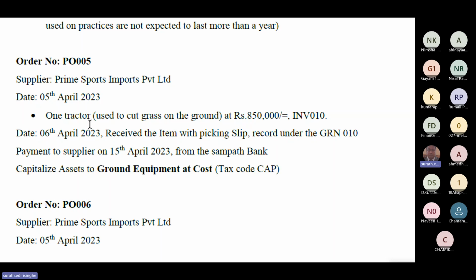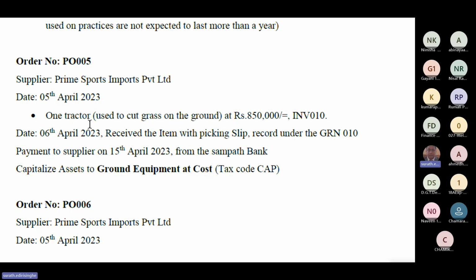Supplier Prime Spot. Date April 5th. Purchase of a tractor. For what purpose? Used to cut grass on the cricket ground. Amount 850. Invoice 10. The following day, received the item with the picking slip, order under the GRN 10. Payment 15 from the Sampath Bank.